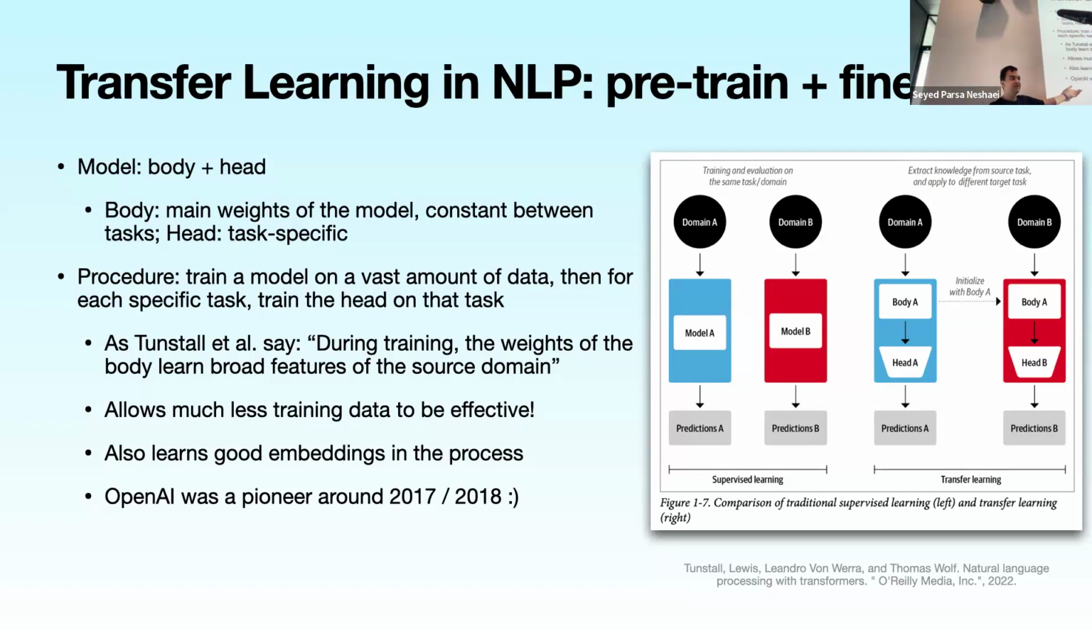Actually, OpenAI, when it was founded, was a pioneer of this stuff well before the ChatGPT era. It was 2018. They were publishing papers about this, and nobody could have guessed what they were doing. But yeah, now we guess why. So this is the whole idea of transfer learning. Any questions?